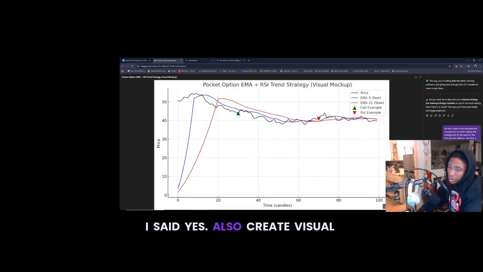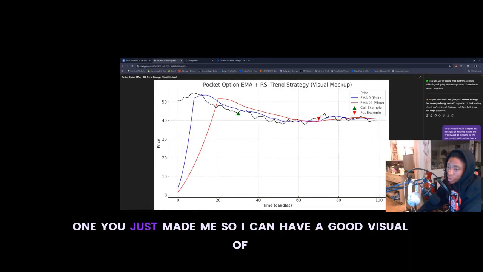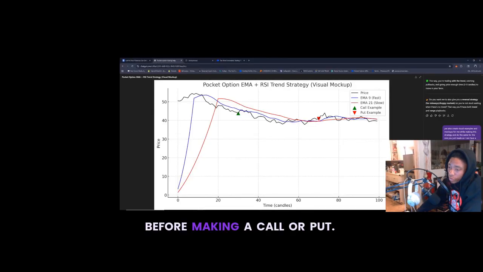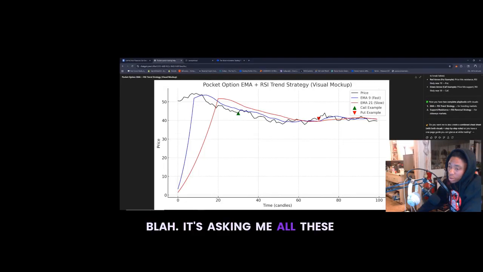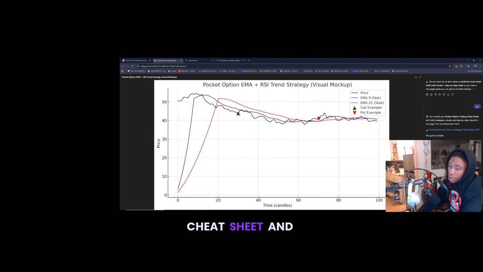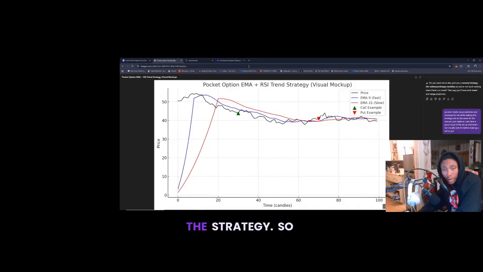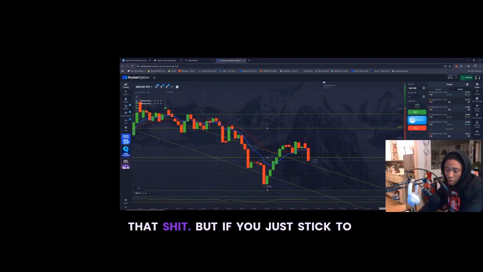I said yes, also create visual examples and mock-ups for me while making this strategy, and do the same for the one you just made me so I can have a good visual of the setup and what I can visually look for before making a call or put. Then it says, do you want me to generate a visual mock-up, blah blah blah. It's asking me all these questions about what I need and what I want. It gave me a PDF of the cheat sheet, and here's what the AI generated for the strategy. So that's what this is, and I made some trades with that.